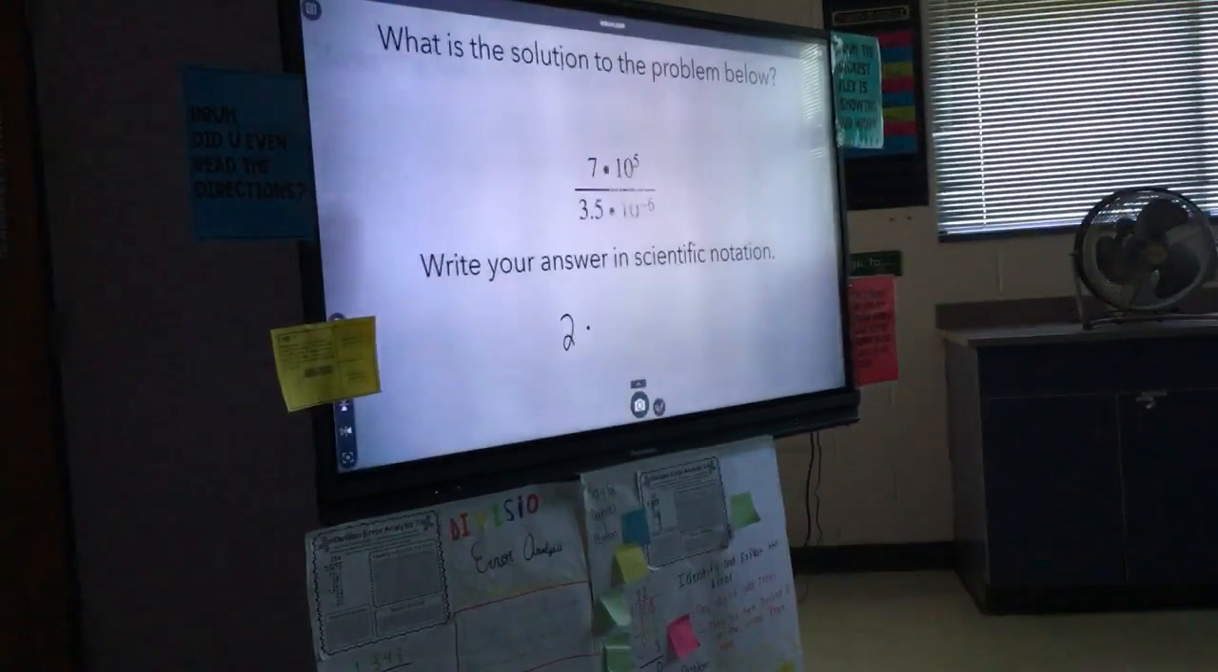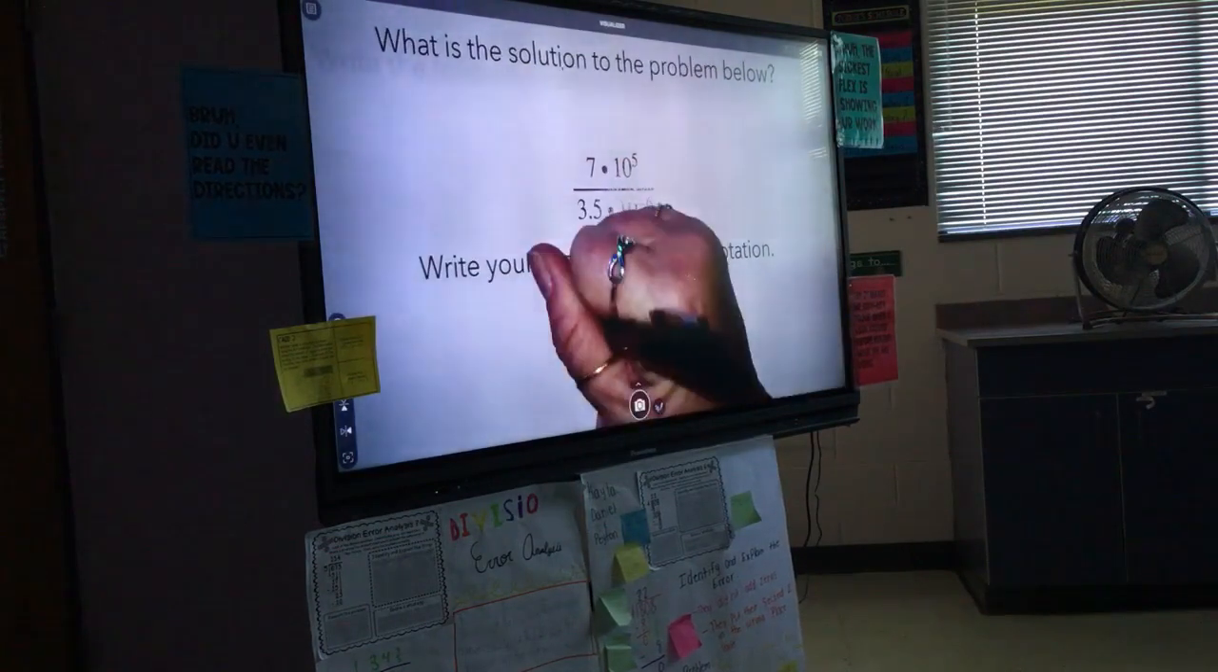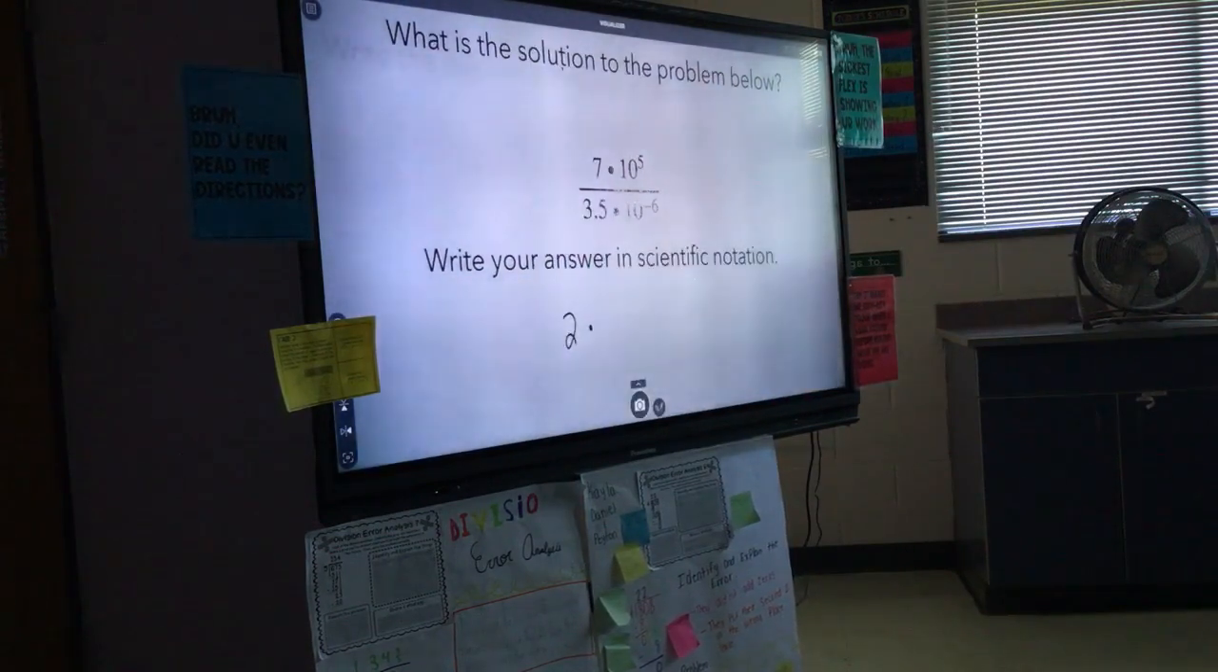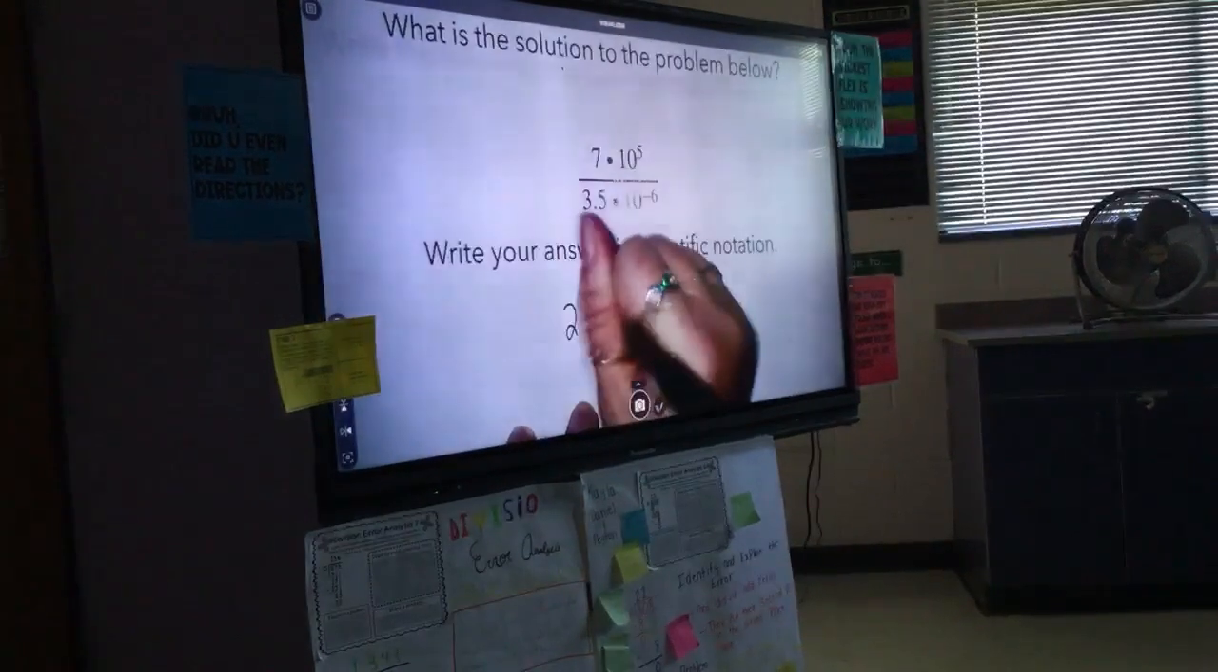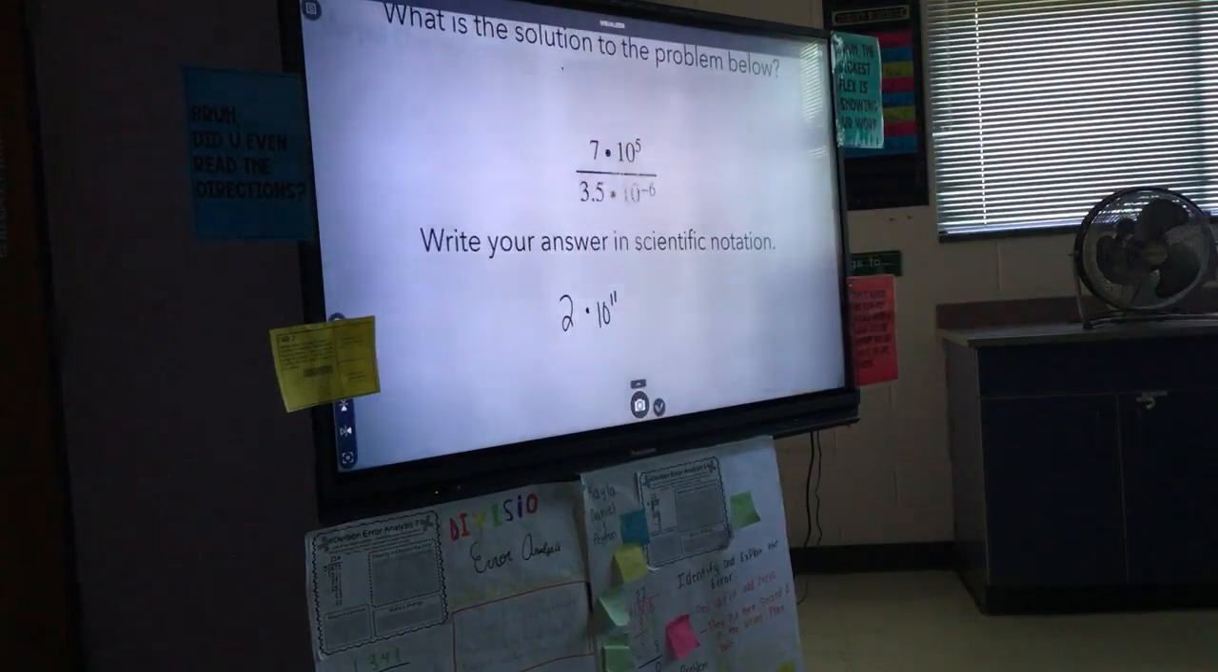And then I want you to think about the 5 and the -6 on a number line. What's the distance between 5 and -6? 11. It's 11. That's your answer. Simple. Keep it simple, y'all. That's it.